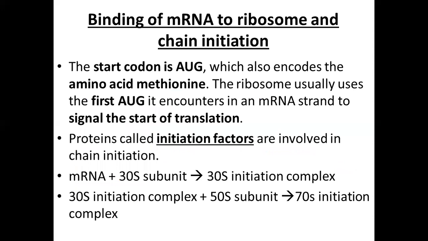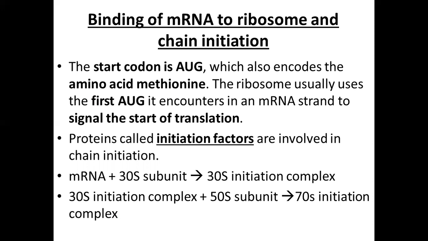So remember, the start codon, which signals initiation of translation, is AUG, which also encodes the amino acid methionine. Usually the ribosome is going to use the first AUG it encounters in a messenger RNA strand to signal the start of translation. And then we have proteins called initiation factors that are also involved in initiation.